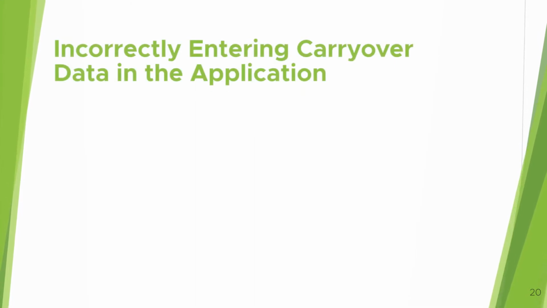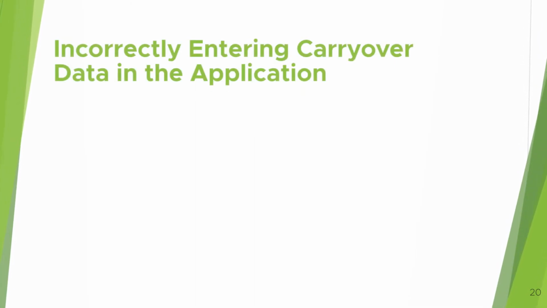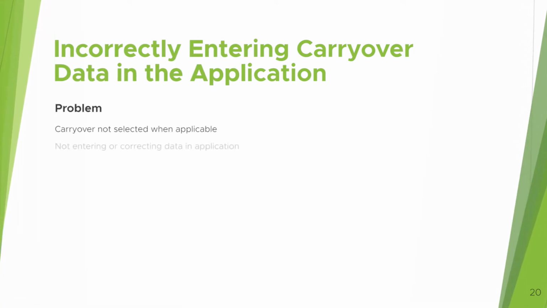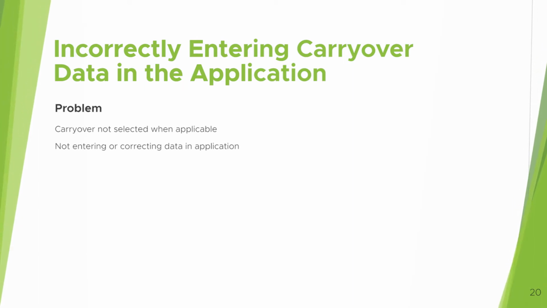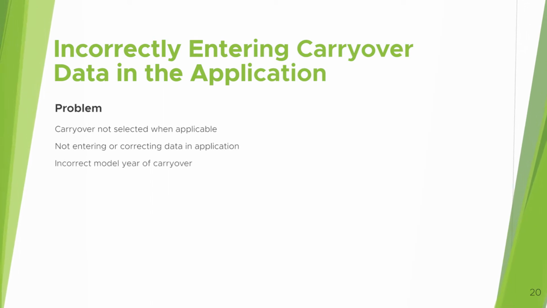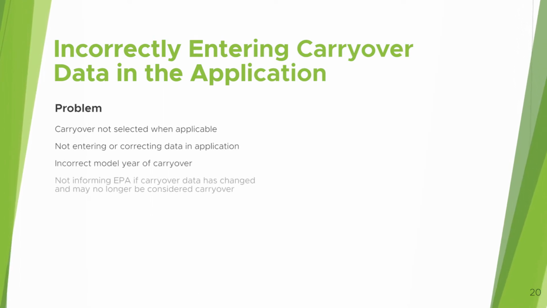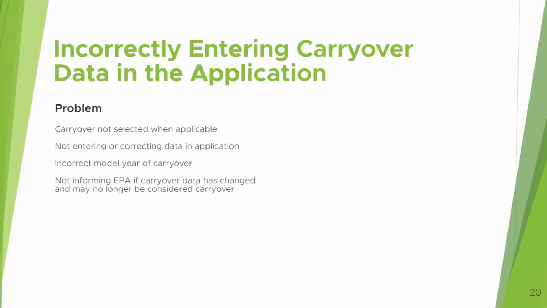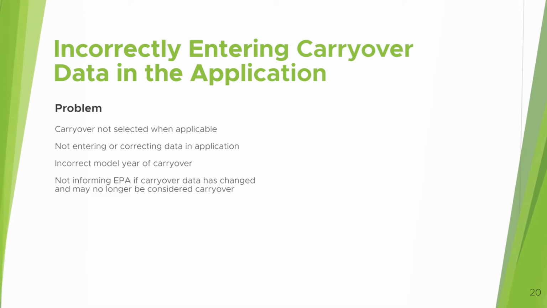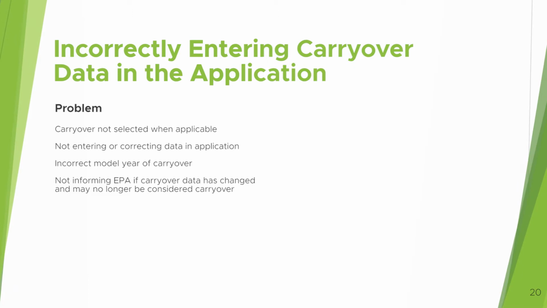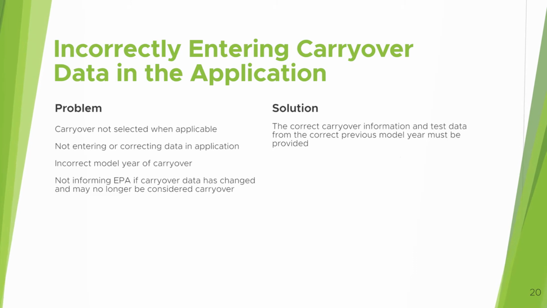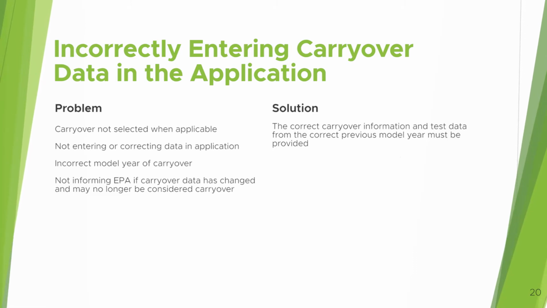Incorrectly entering carryover data in the application. The problem is, carryover is not selected when applicable, the manufacturer is not entering or correcting data in the application, the application contains an incorrect model year of carryover, or the manufacturer does not inform EPA if carryover data has changed and may no longer be considered carryover. The solution: the correct carryover information and test data from the correct previous model year must be provided.